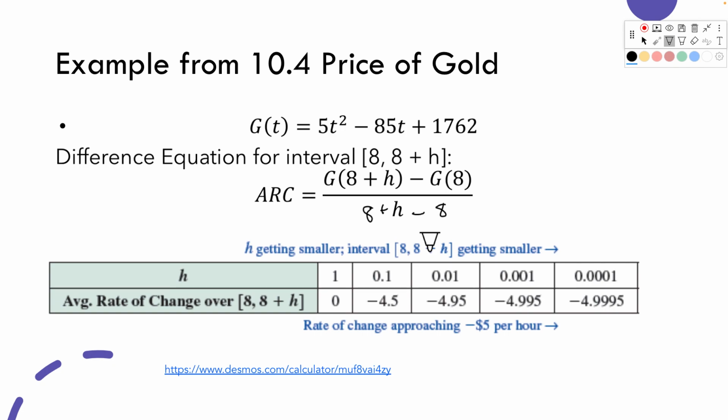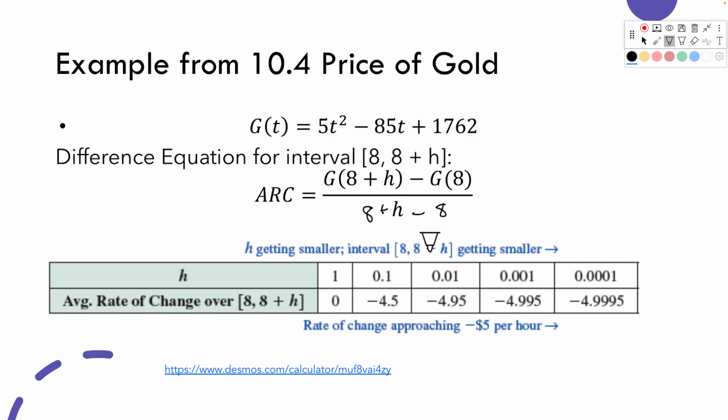They do it numerically, so they use this slope formula, and they plug in 1. So this would be the point 8 and 9, right? 8 plus 1. If we looked at that graph, it's a horizontal line, so it has a slope of 0. But as we let h become smaller, so 0.1, so this is now the points 8 and 8.1, they're closer together, we start seeing that the slope gets closer and closer to -5.